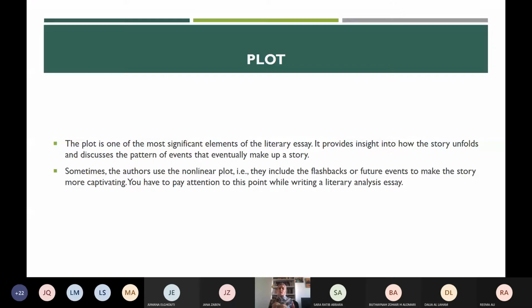What if the story depends on flashbacks? So you have to mention the flashbacks in your essay. You have to mention the plot of the story, or that the author depends on using flashbacks in order to remind the reader, or to tell the reader what were the major reasons behind the action or the response of the characters. So you have to mention details related to the plot in your essay. The plot is the arrangement of events in the essay. Does he go chronologically, or does he take flashbacks, or is it in the future?